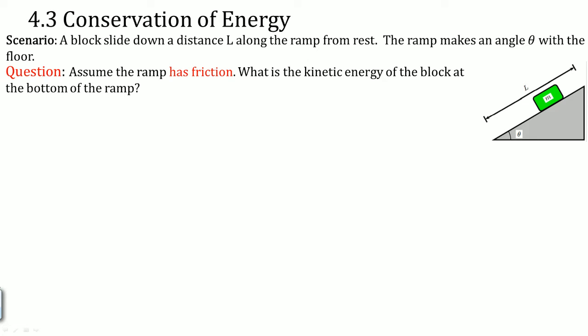Scenario. A block slides down a distance L along the ramp from rest. The ramp makes an angle theta with the floor. Question. Assume the ramp has friction now. What is the kinetic energy of the block at the bottom of the ramp?